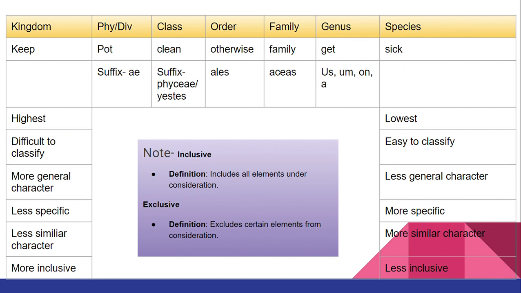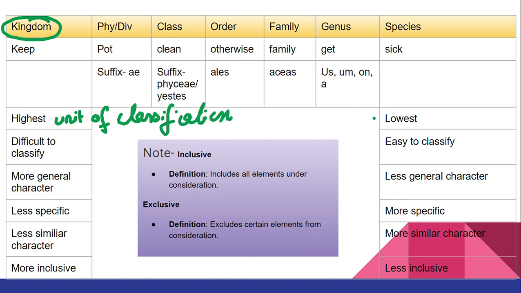So this was an example for human being. Now this is very important with respect to the NEET as well, right? We already discussed the 7 categories. Among the 7 categories, kingdom is the highest unit of classification, and species is the lowest unit of classification.